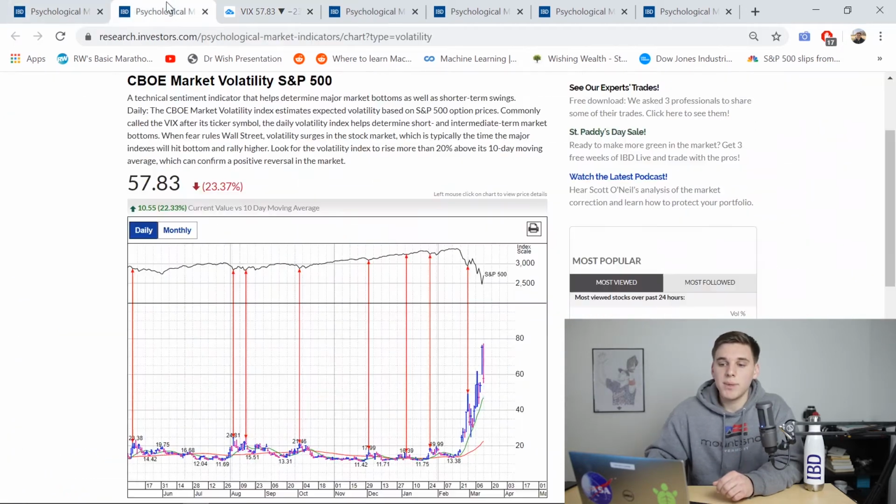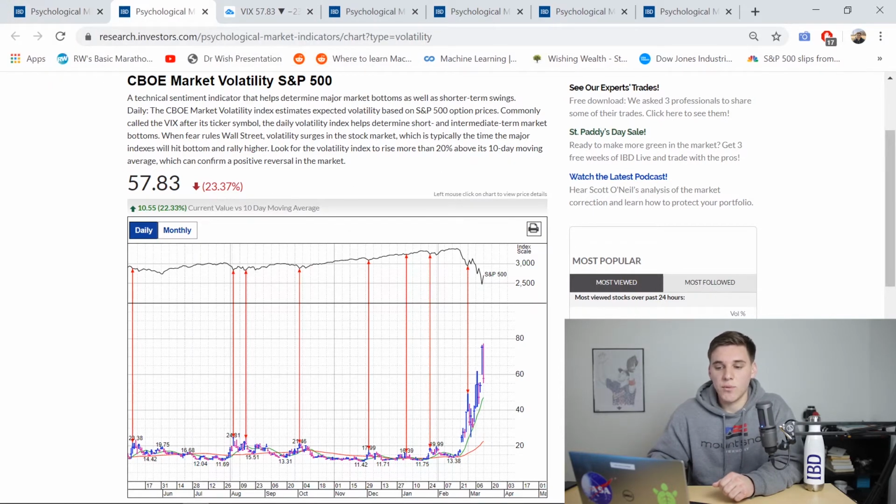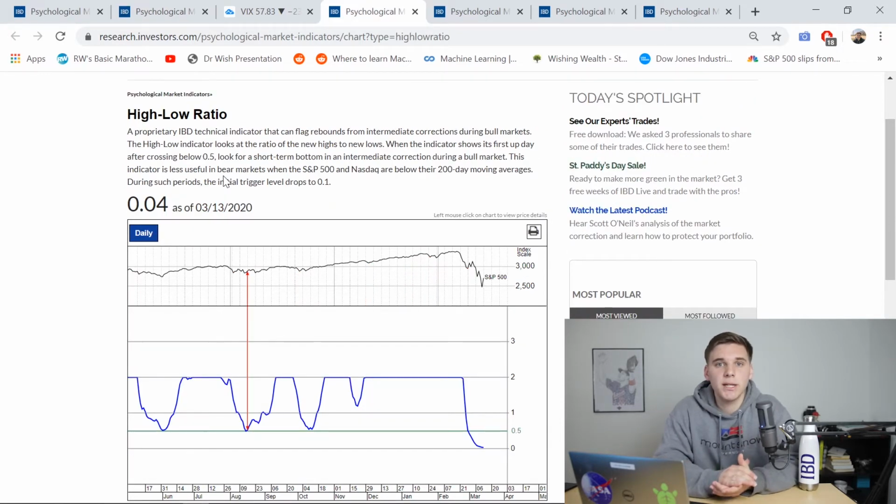But once again, how IBD uses this is it looks for a rise of more than 20% above the 10-day moving average after that follow through day. And this can confirm a market bottom. So next market indicator that I want to cover is the Hi-Lo Ratio.